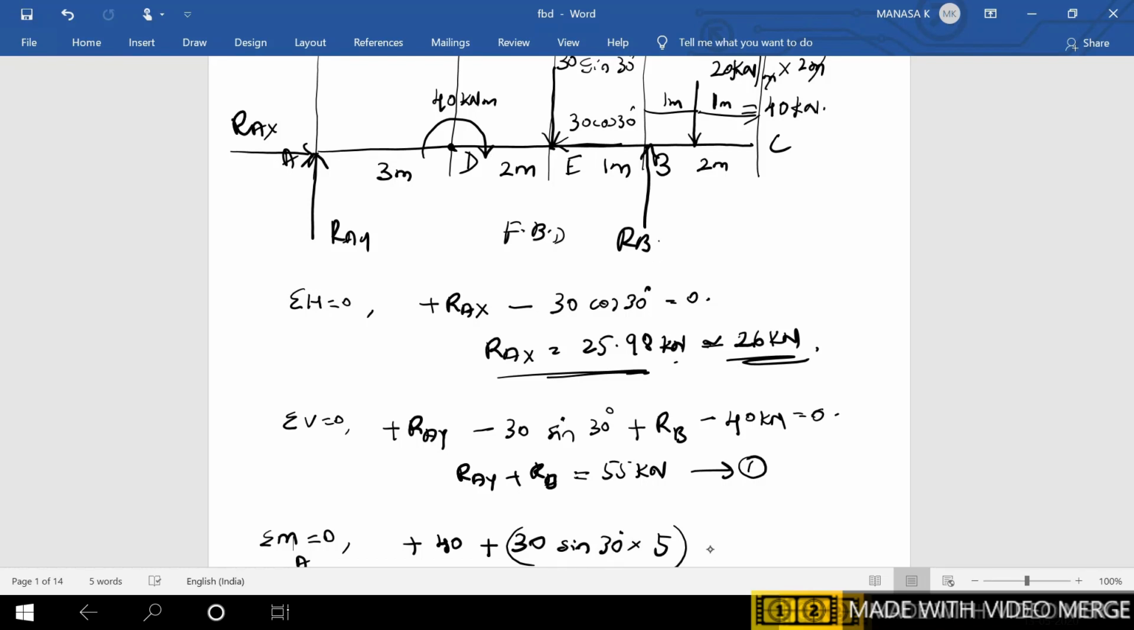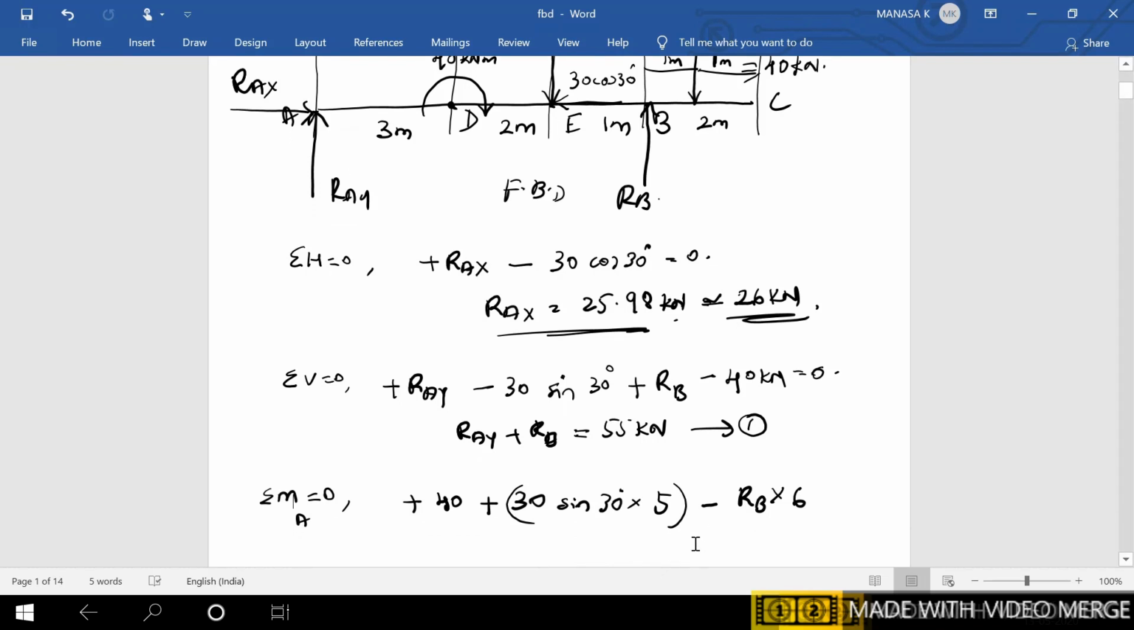Next, RB. RB creates an anti-clockwise moment with the value of force, that is RB, you need to calculate, into perpendicular distance from this point till this point, that is 3 plus 2 plus 1, that is nothing but equal to 6 meter. Next, one more force that is acting here of magnitude 40 kilonewton, which is downwards, so it is creating positive, that is clockwise moment with the force into perpendicular distance.